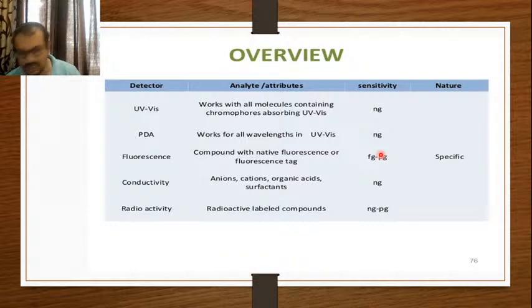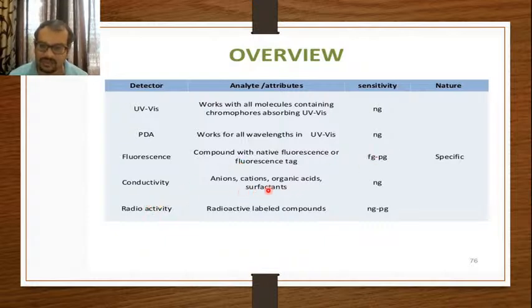If I say nanogram is 10 raised to minus 9 gram, then what is picogram? Does anyone know the range of the picogram? Femtogram is 10 raised to minus 15. What is picogram?